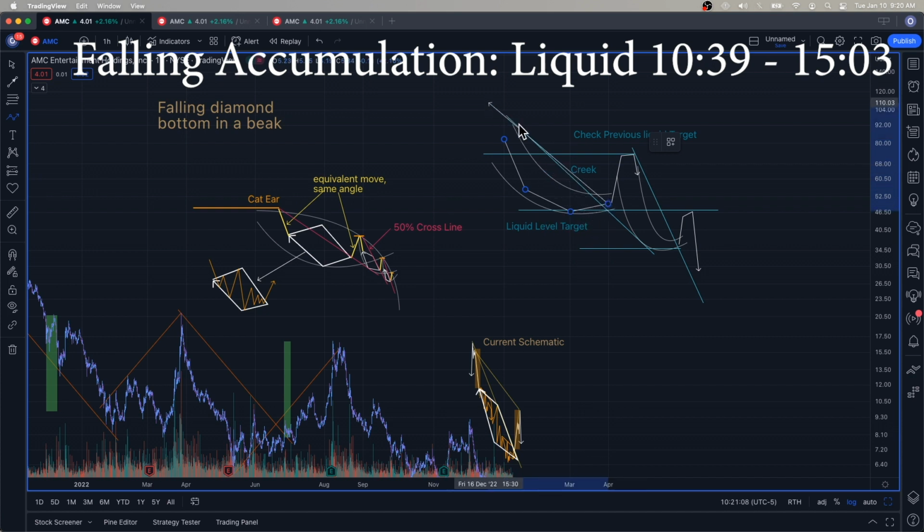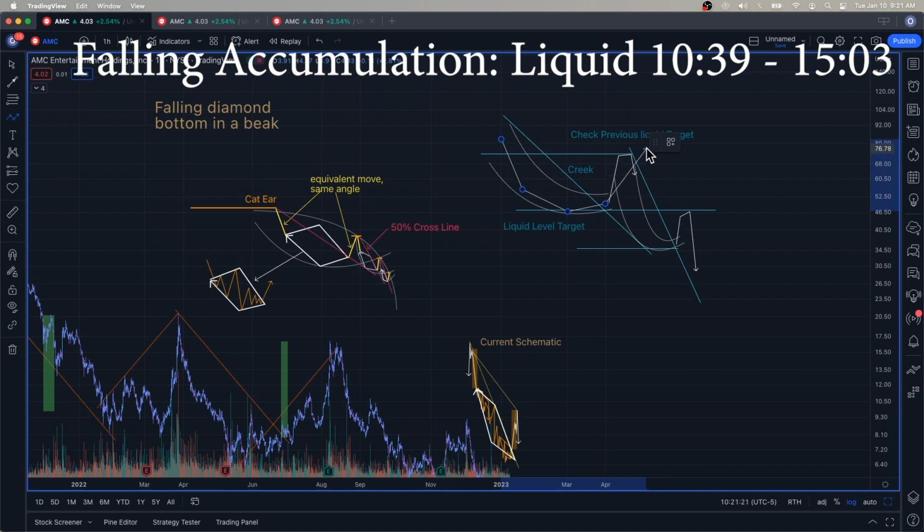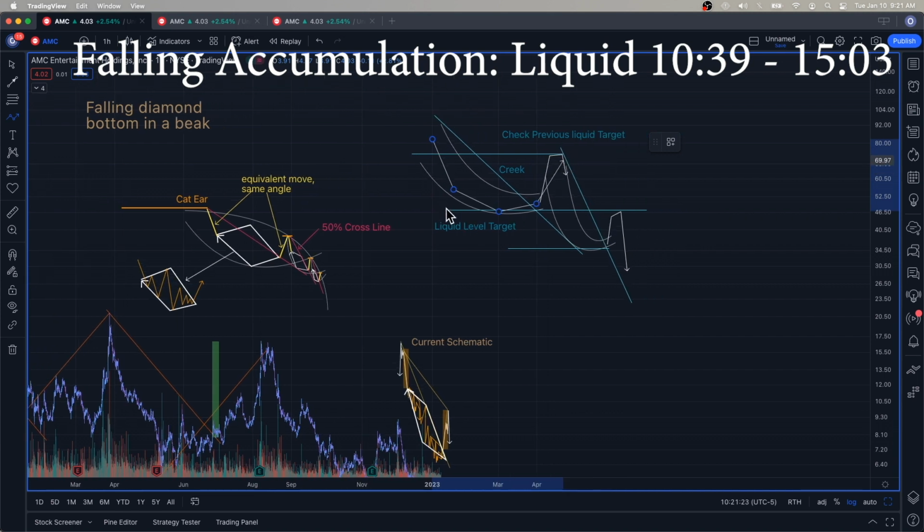Once you cross the creek, which is established at the top, usually by the cat ear, usually by this cat ear formation, for instance, right here, it's these two. Then you break out, you have a run to the upside, usually going to check the previous liquidity target, right, which again was established in much the same way, and then you start it all over again. When you come back down, you're going back down to retest the creek that you crossed, but because the creek in this particular instance is so steep, you're coming lower, so by nature, you're going to be breaking down beneath the liquid target level that you just established, so it creates that hook effect.